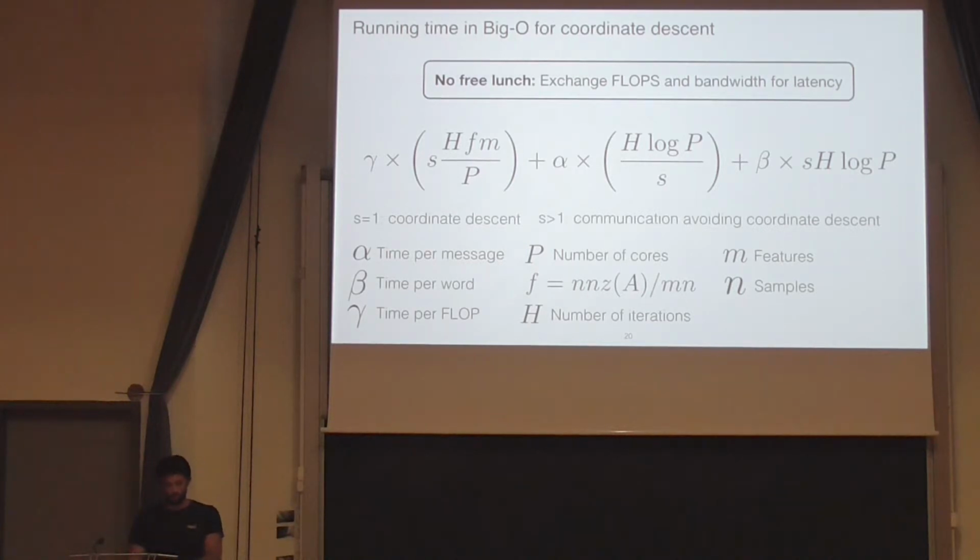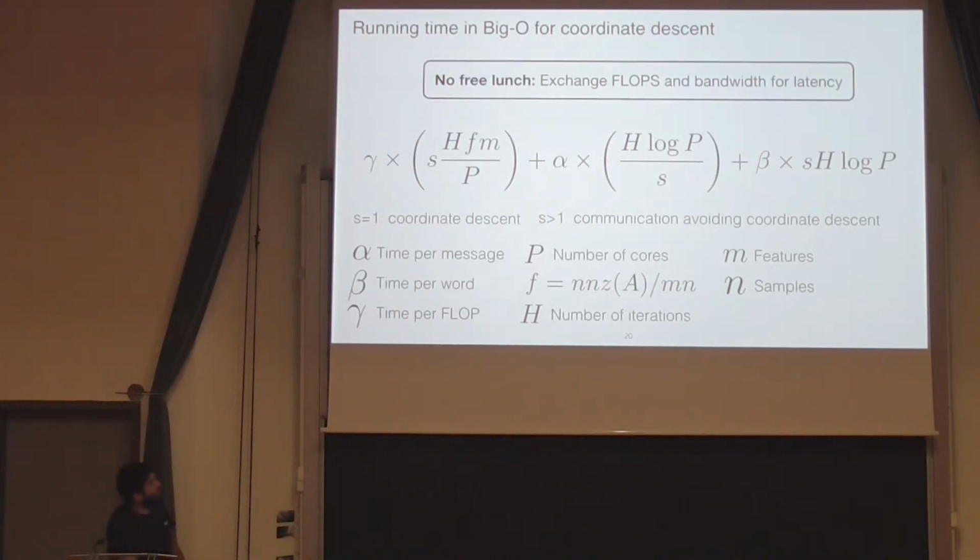P is the number of cores, F is a relative sparsity term, and NNZ is the number of non-zeros of the matrix A of the data. H is the number of iterations of the algorithm. M is the number of columns, and N is the number of rows. So the first term is a computational cost. The thing that you see in the parentheses is how much computation the algorithm requires in order to perform H iterations, and gamma is, as I said, the time per operation.